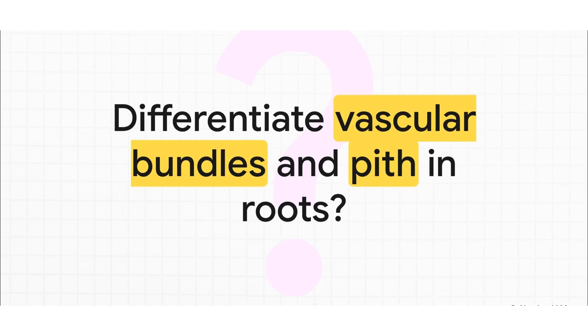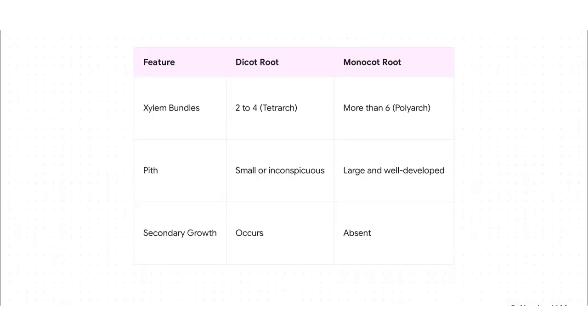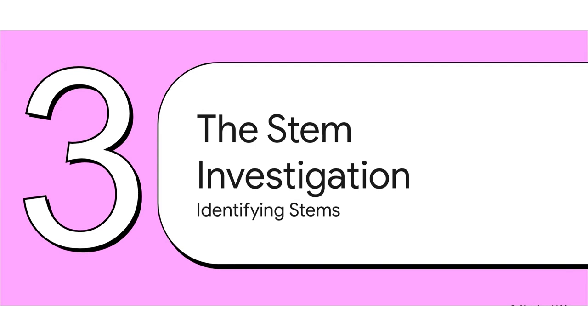So let's compare them side by side. All right, take a good look at this table. In a dicot root, you'll see fewer xylem bundles, usually just 2 to 4. We call this condition diarch to tetrarch. And the pith? It's tiny. Sometimes you can barely see it. But in a monocot root, there are many bundles, more than 6. That's called the polyarch condition. And the pith is large and very well developed. This is a key difference. Note it down. So, are we clear on roots?